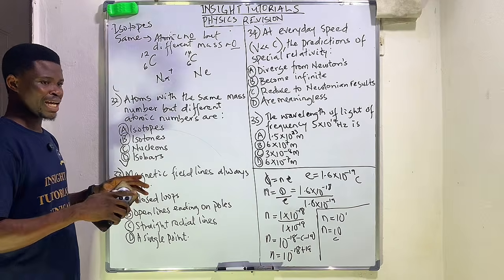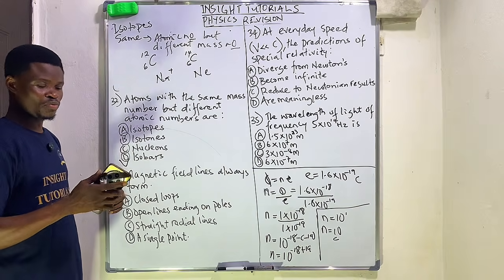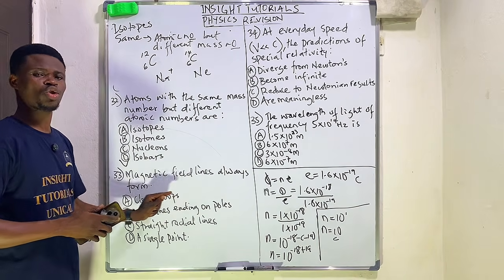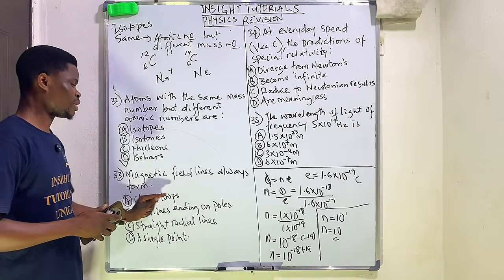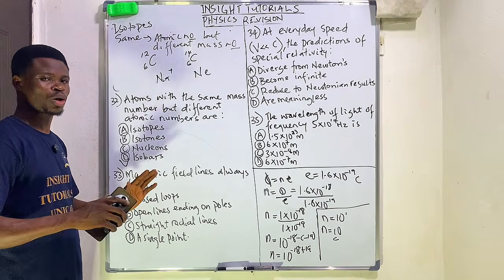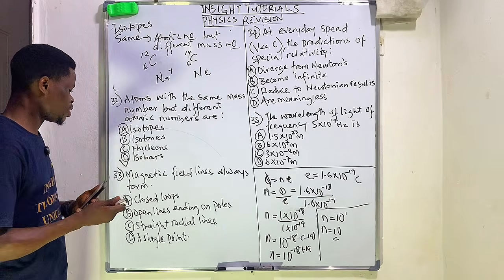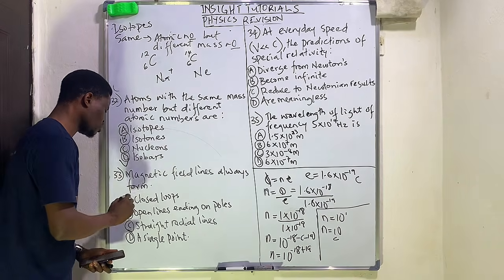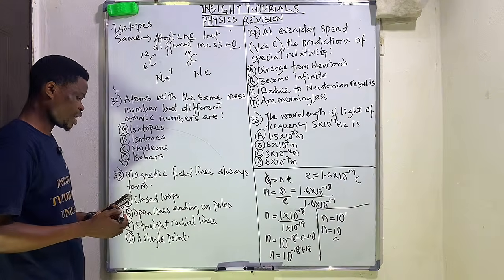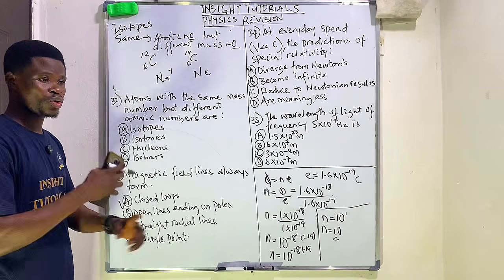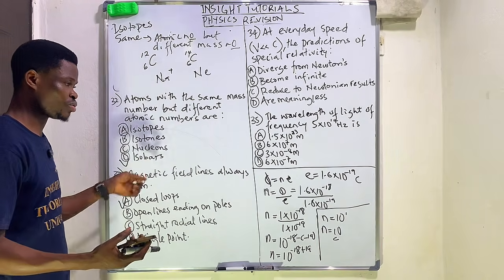The north. And in each of those alternating movements, it actually forms what we refer to as closed loops. All right? Magnetic field lines always form closed loops. Now, this is a very often tested CBT question that you need to know. So the correct answer is what? Closed loops, not open lines. They don't have open lines. They don't have straight radial lines as well, and they are not at a single point.